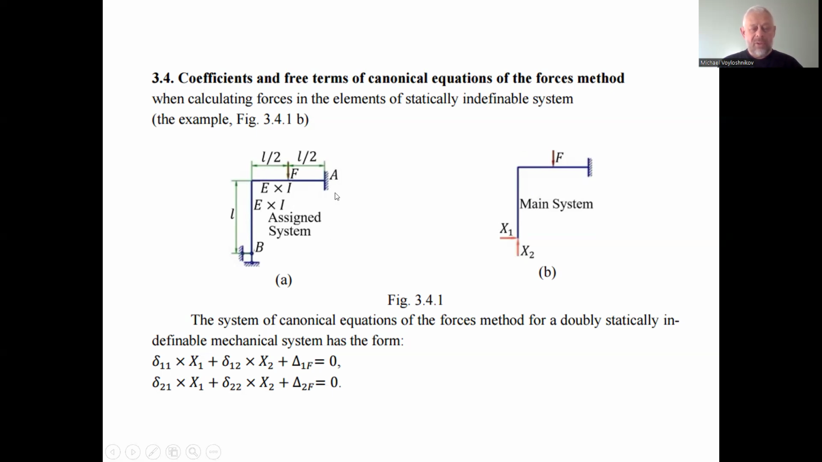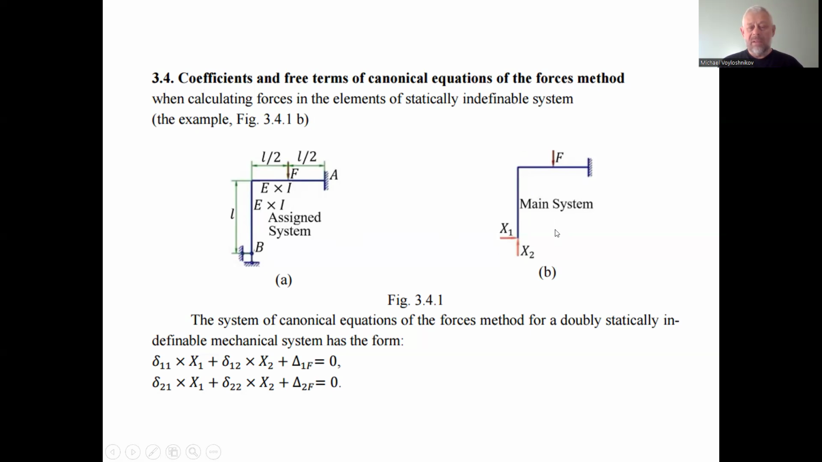This is very easy to understand: in the support A we have three components of reaction, and we have three balance equations to determine the reactions of the support for the considered frame. But here we have two more links, so it is not possible to find them by the use of the balance equations alone. We can do it from the assigned system.